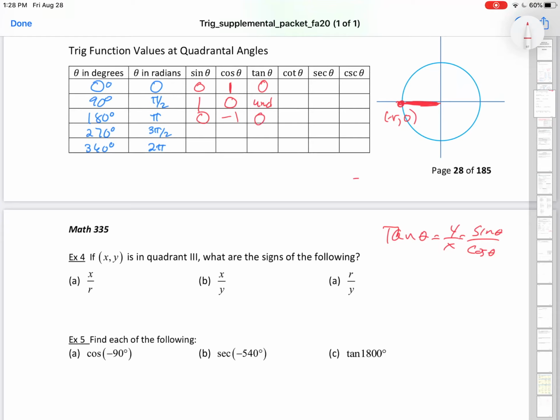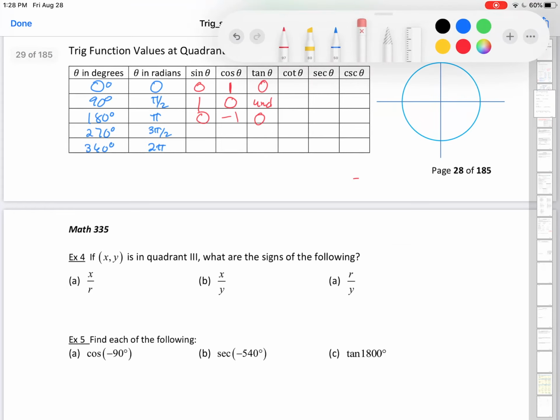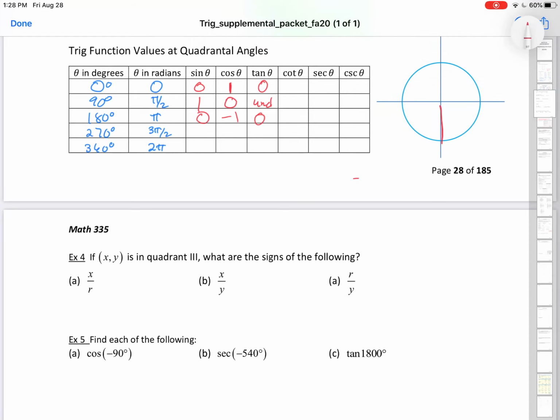270 degrees. I'm trying to be really patient showing you this stuff. You can pause the video. I just don't want to go super quick because this is our foundation. 270, what point is this? 0 comma negative r. So what's your sine? Your sine is negative 1. Notice we're going in the negative y direction. Cosine is the x. We're going 0 in the x direction. Tangent is sine divided by cosine. Negative 1 divided by 0, undefined.